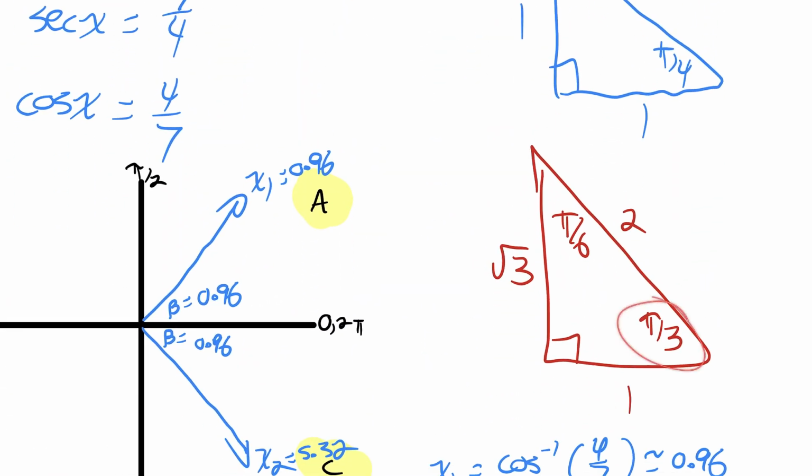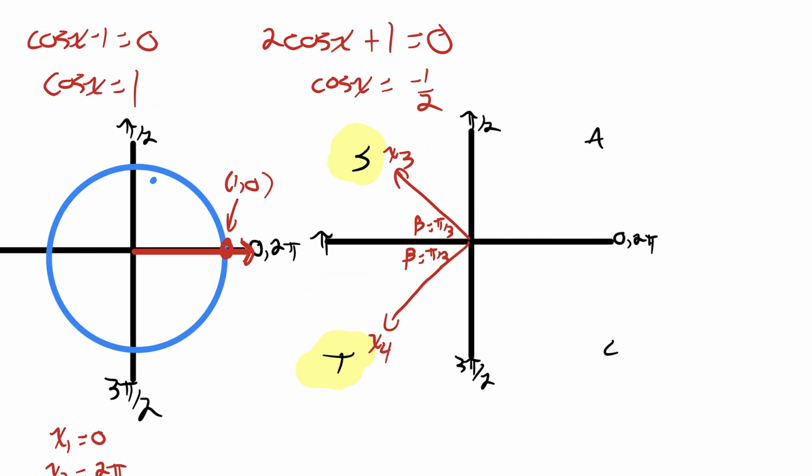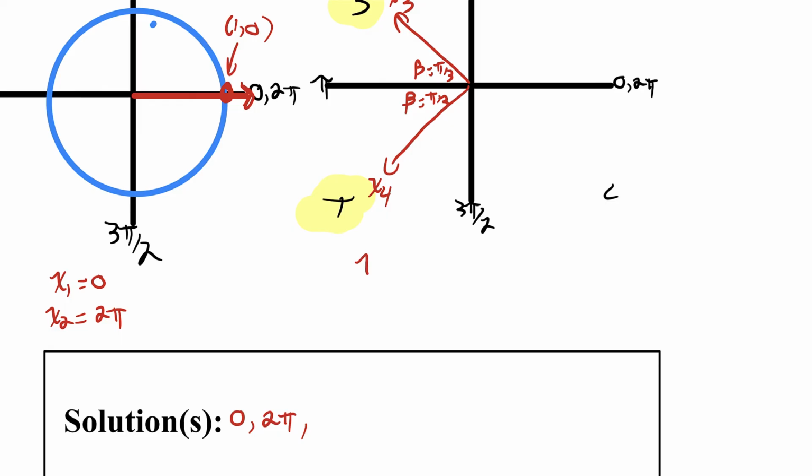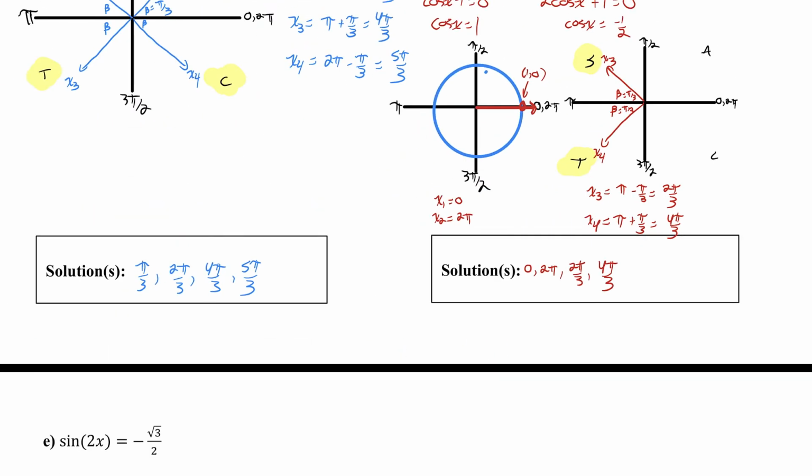Yes, cosine of pi over 3 is a half. So I'll place pi over 3 in both of those quadrants. And I'll get a third answer of pi minus pi over 3, which is 2 pi over 3, and a fourth answer as pi plus pi over 3, which is 4 pi over 3. So I'll add those answers. And there we go, that question's done. One question left.